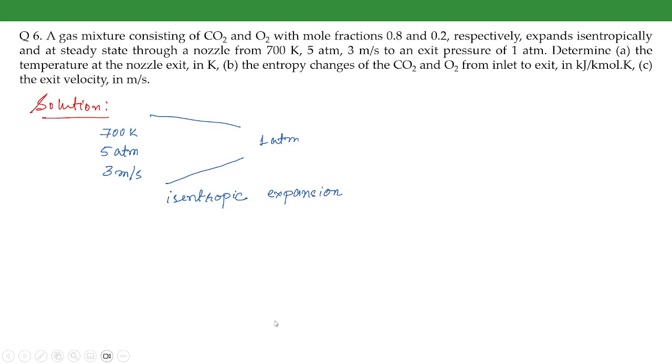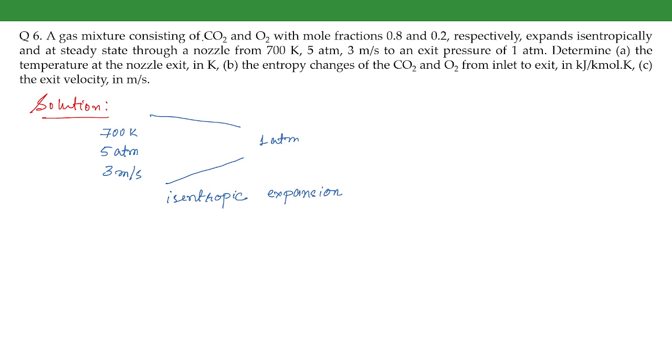Here we will be utilizing the concept of the mixture and using it for a process wherein the mixture is flowing through a nozzle. In the basic application of the steady flow energy equation, we have studied how a single substance, that is a pure substance, behaves if it is moving through a nozzle. Here we will be using it for a mixture.